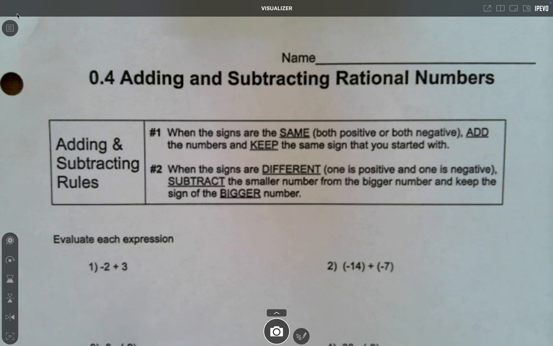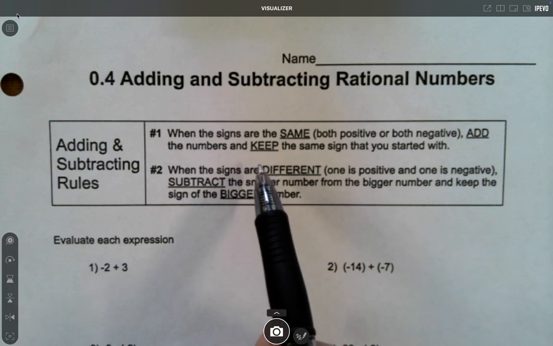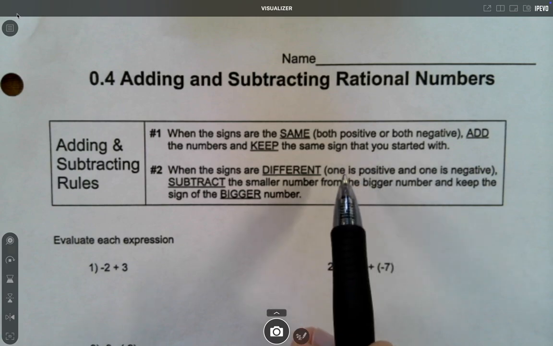This is a review chapter. Chapter 0 is a way to review things you should have learned before, either in pre-algebra or Math 6: adding and subtracting rational numbers. These are rules that you should commit to memory. They will help you for the rest of your math career through high school and, if needed, through college and beyond.